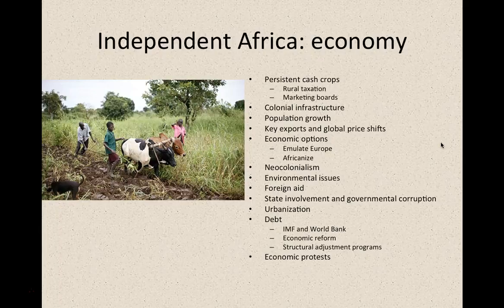This was not bowing to Western, modernist tendencies, but these state-run agricultural collectives ended up being terribly unproductive, and caused the whole economy of Tanzania to collapse as a result of that. In some cases, governmental corruption was just horrible.